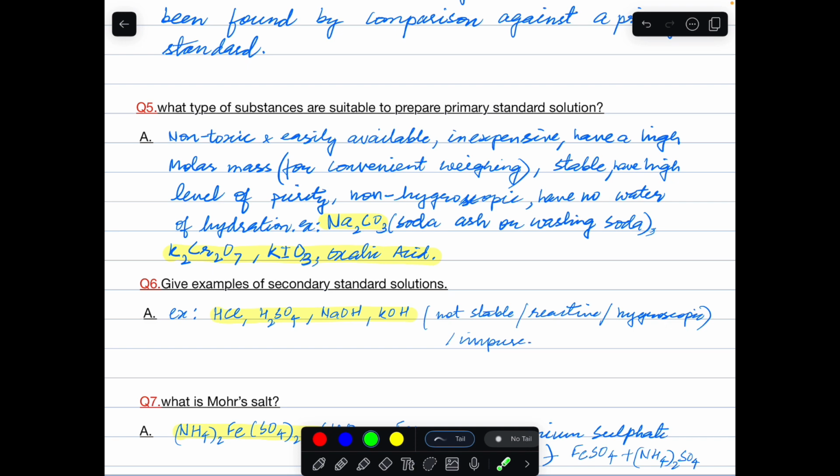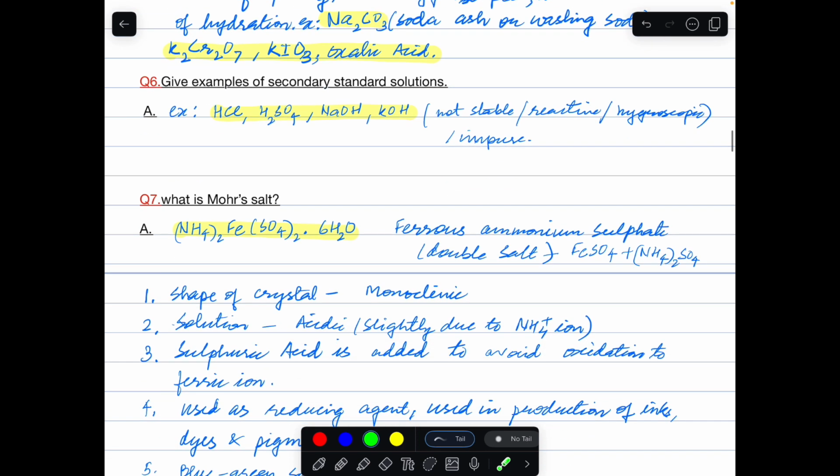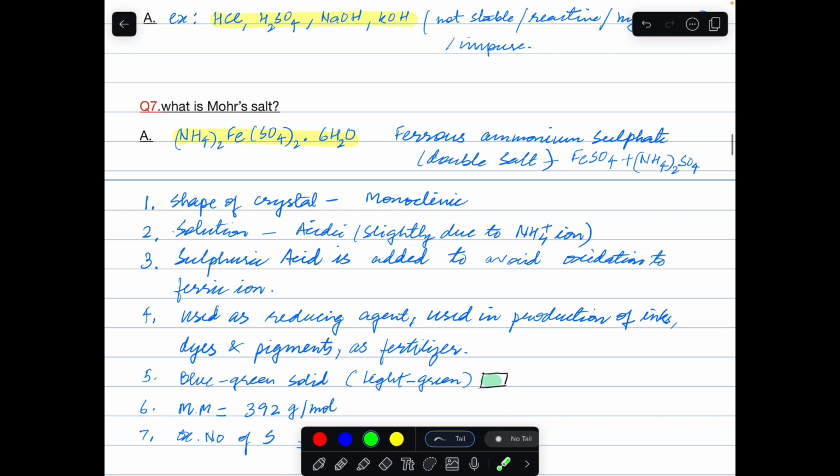Okay, what is Mohr's salt? You have used Mohr's salt in your titration, that is, the redox titration. And what is Mohr's salt? This Mohr's salt is ferrous ammonium sulfate. It is a double salt, and don't get confused with a coordination compound. It is not a coordination compound.